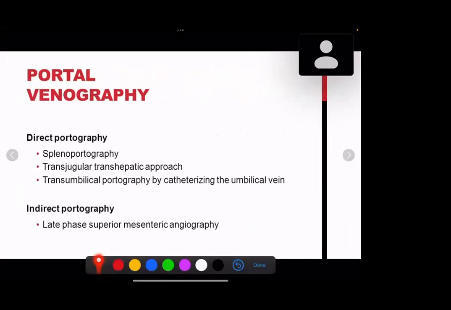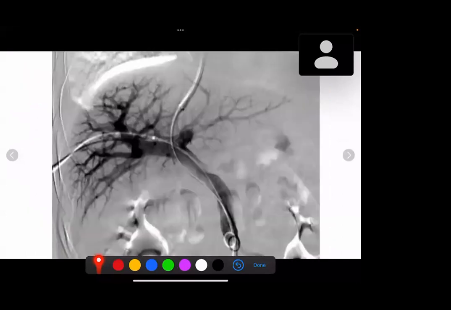Again, portal venography: you have direct portography, either splenoportography or transjugular, transhepatic, or transumbilical, while indirect is by the late phase superior mesenteric artery angiography. This image, as we can see, is a fluoroscopy image showing the catheter inserted directly inside the portal vein, either by transhepatic route or transjugular route. And here we inject the contrast to see the branches of the portal vein.